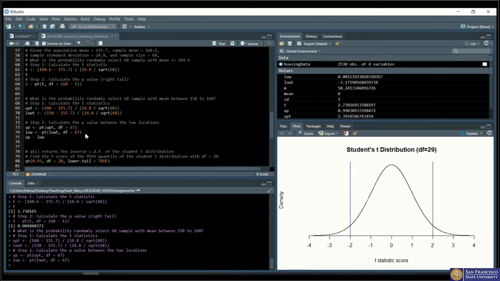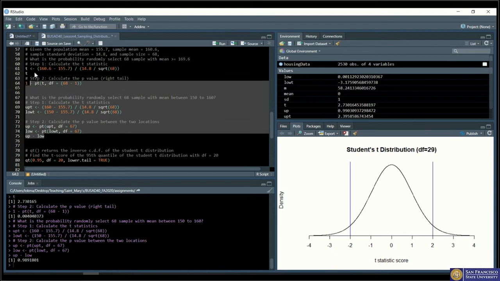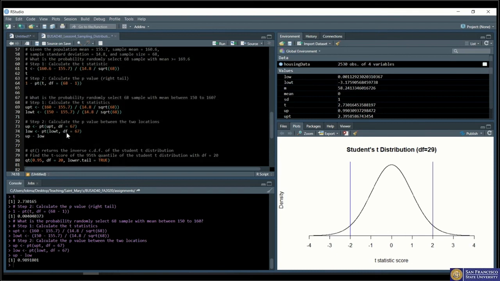So you want to calculate the area between the two points. It's pretty simple. You use the upper location probability minus the lower location probability, and you will get something just in between. In this case, the probability in between is 0.9891, or 0.9892 actually. That means 98.92%. So again, try to think about the relationship between the PT functions and how you can calculate different areas. That is going to help you answer some questions in your assignments.